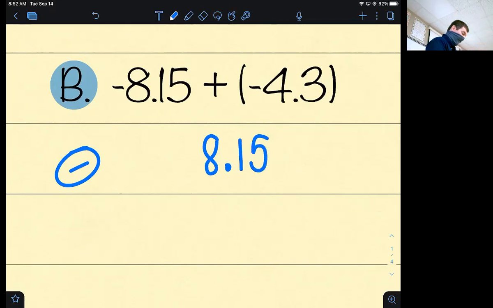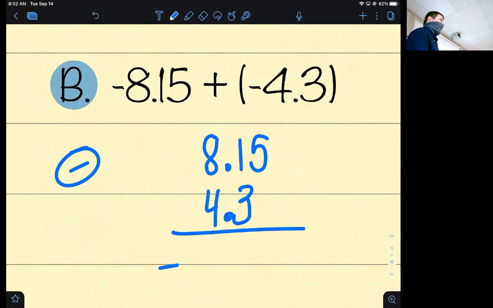You won't see me write a negative in front of the 4. I don't need to anymore, because I already know my answer is going to be negative. I'll put it down there. And I know I'm adding, so I don't care about the negatives anymore.